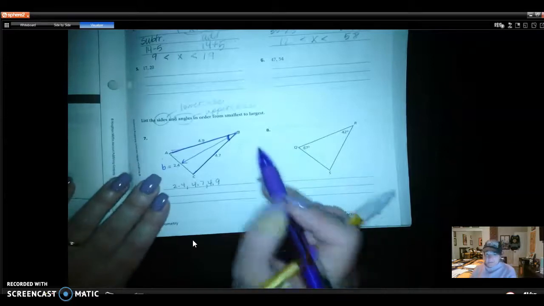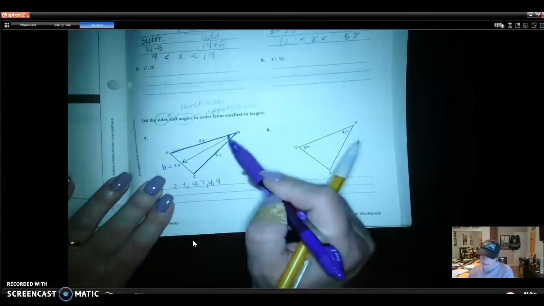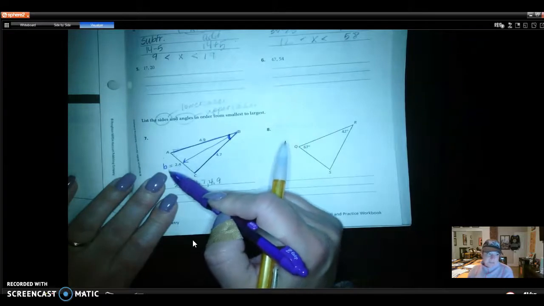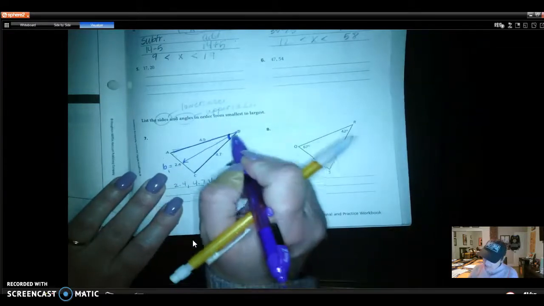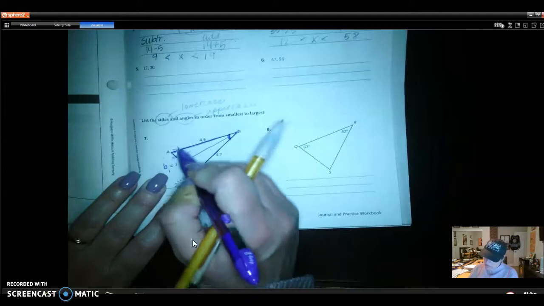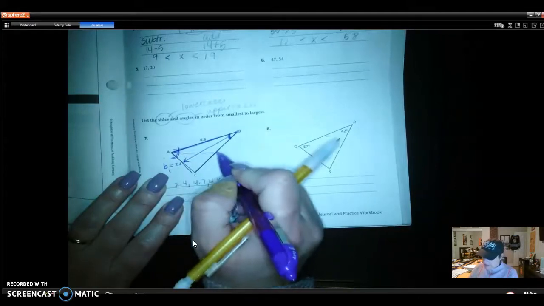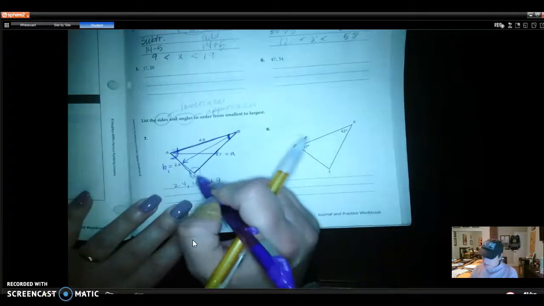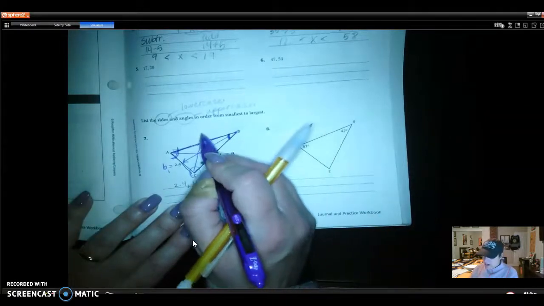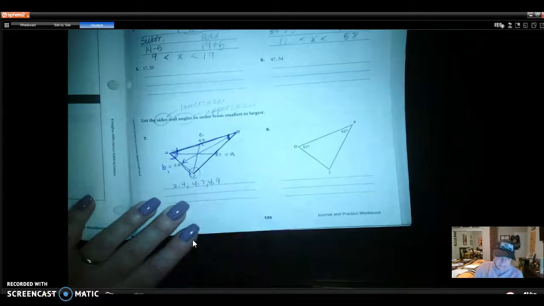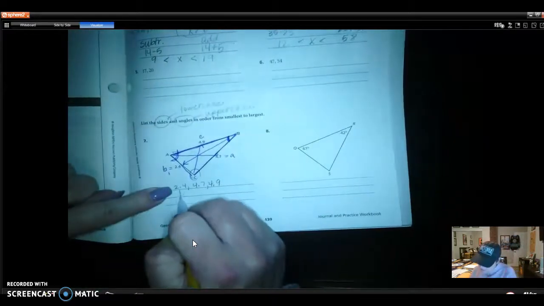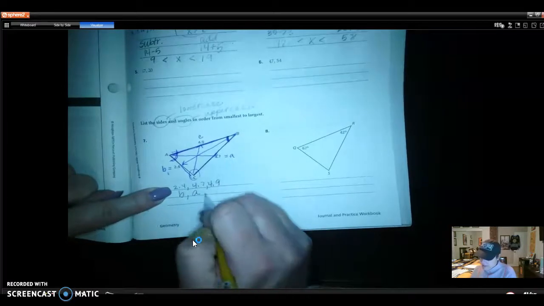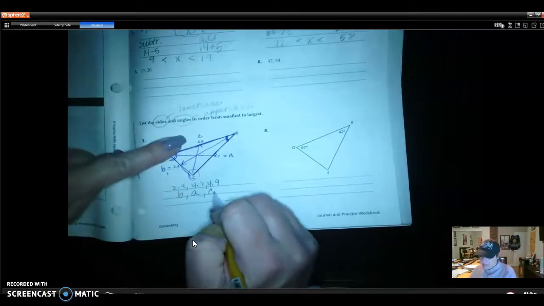Okay, so let me say that one more time. Here's angle B, the side opposite of it is side B. Here is angle A right here, the side opposite of it is side A. Here's angle C, and the side opposite is side C. So 2.4 is going to be side B, 4.7 is side A, and then 4.9 was side C.